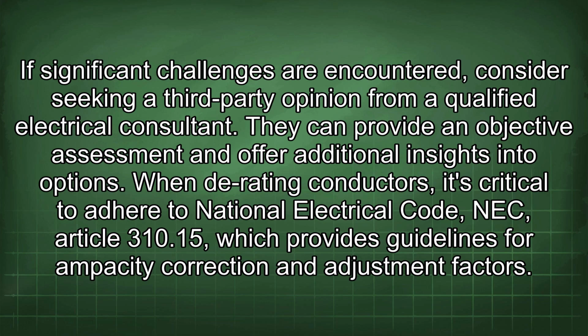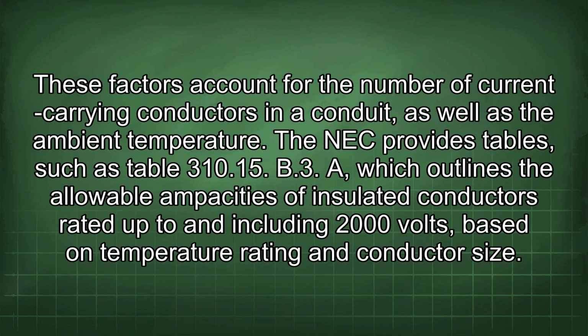When rating conductors, it's critical to adhere to National Electrical Code (NEC) Article 310.15, which provides guidelines for ampacity correction and adjustment factors. These factors account for the number of current carrying conductors in a conduit, as well as the ambient temperature. The NEC provides tables such as Table 310.15(B)(3)(a), which outlines the allowable ampacities of insulated conductors rated up to and including 2000 volts, based on temperature rating and conductor size.